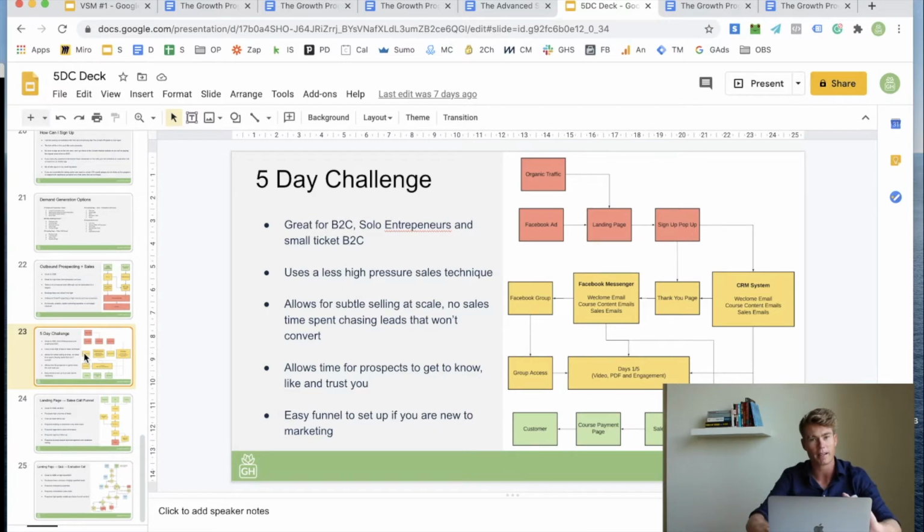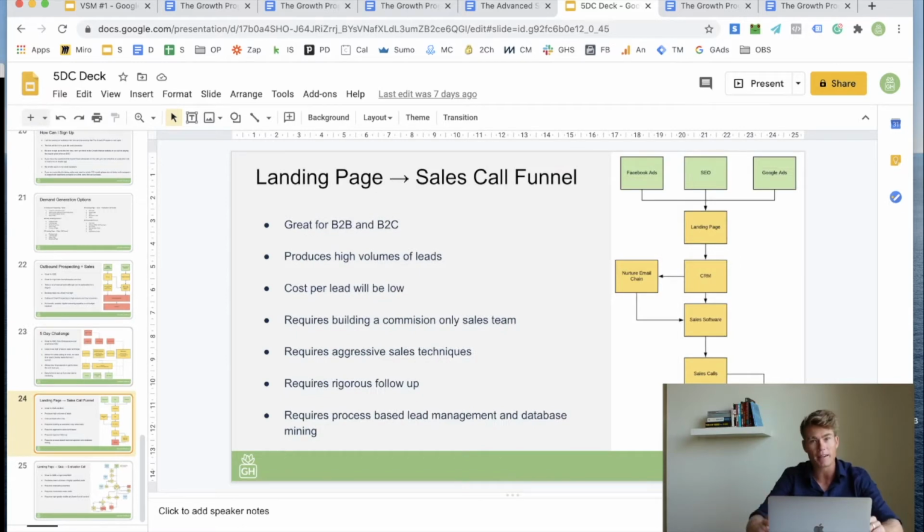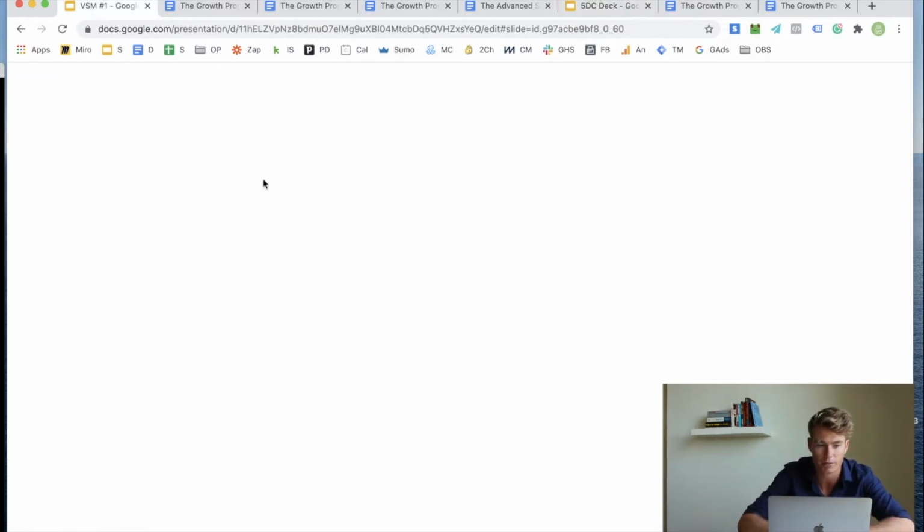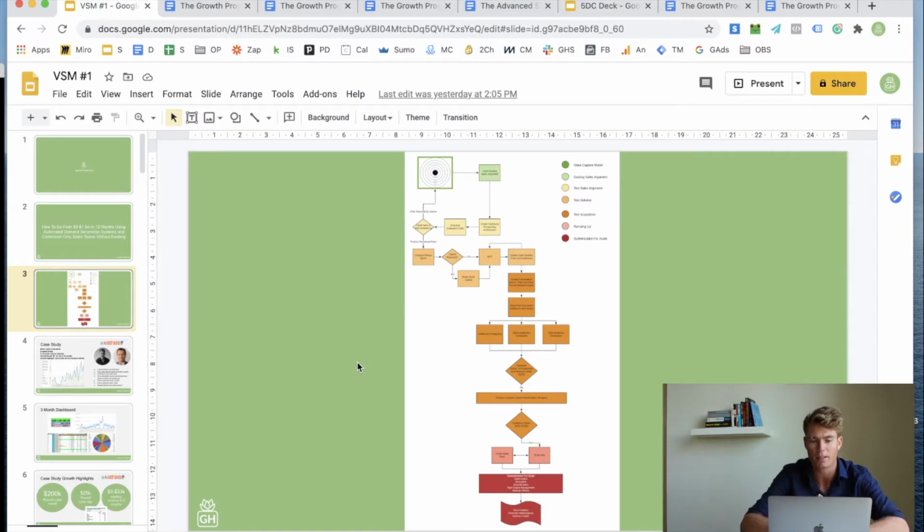This will be an example of a 5-day challenge, which is one of the funnels that we offer and we teach as part of our program. We've got landing page focus funnels, and then our main landing page quiz evaluation call funnel as well. We'll be showing you how to set this all up, to link up your Facebook ads to your CRM, to integrate that and get your leads flowing into a sales software, directing people back to your checkout pages. All of that is going to be covered throughout this process, guys.